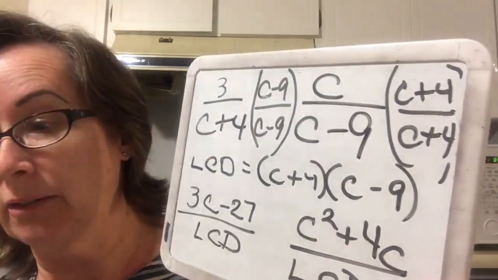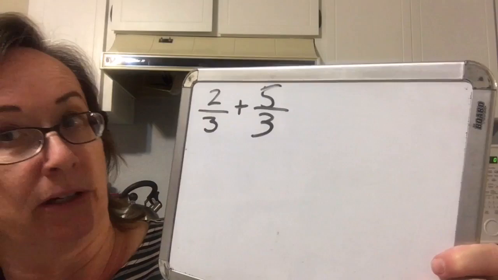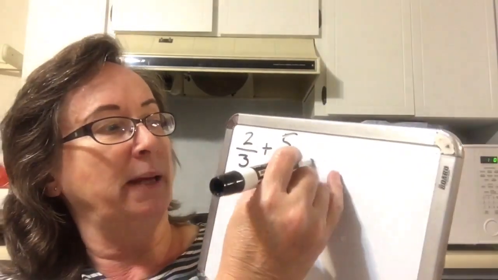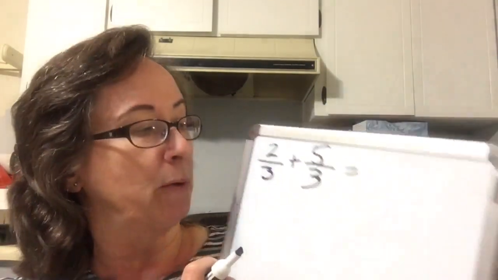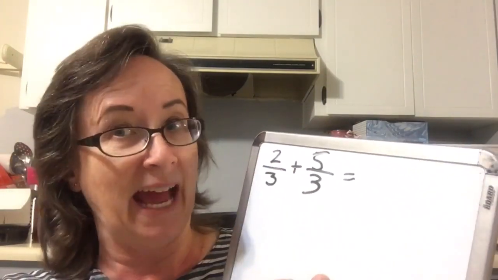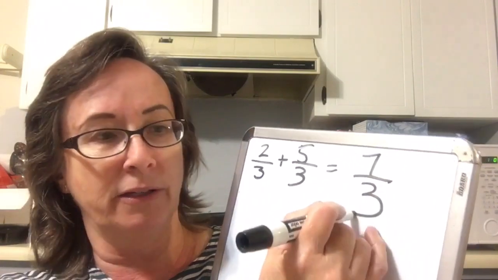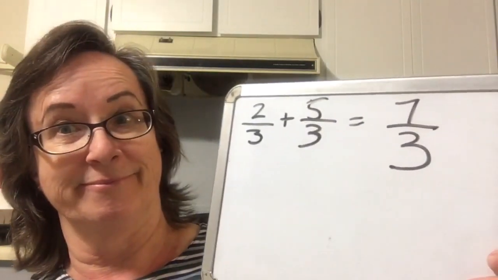Now we're actually going to begin adding together our rational expressions. So here we have 2/3 plus 5/3. And since we have the same denominator, remember what we do with fractions. If we have the same denominator, all we have to do is add the numerators and get 7/3.